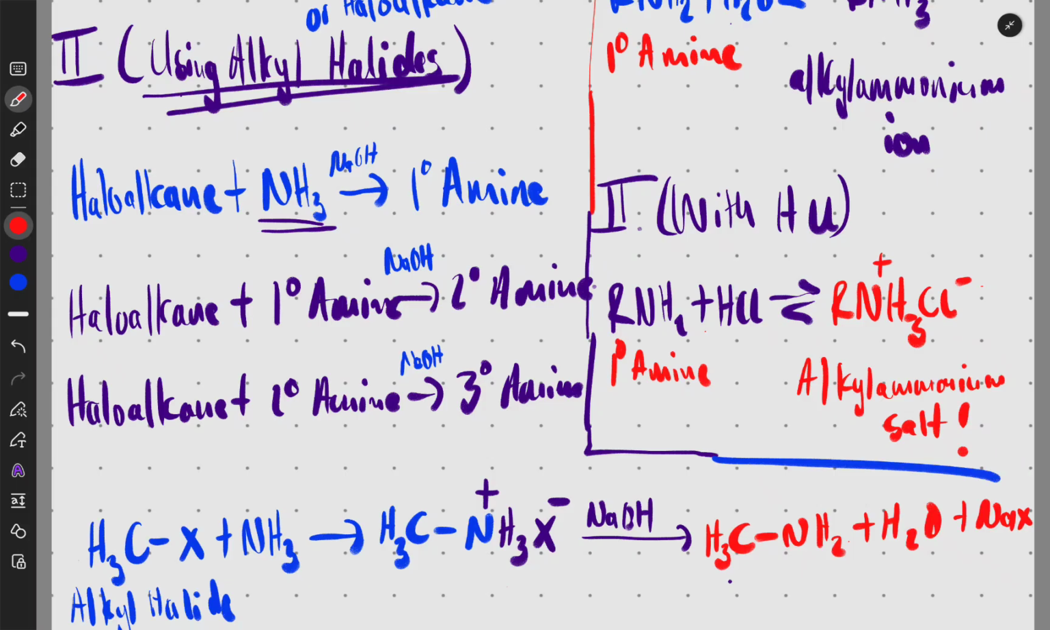That's everything. So you're done with amines. Now, what are we left with? Aldehydes and ketones, and we are done. Well done. You've done so much.